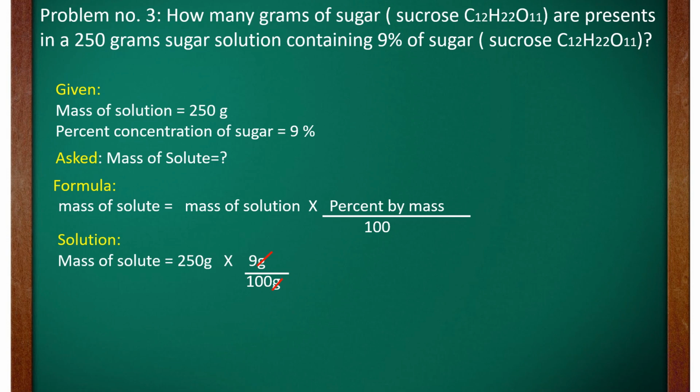So we have 250 grams times 9 grams divided by 100 grams. Cancellation of units. So it becomes grams because in the problem there is 9 grams of sugar per 100 grams of sugar solution. So we have 22.5 grams of sugar as our mass of solute.